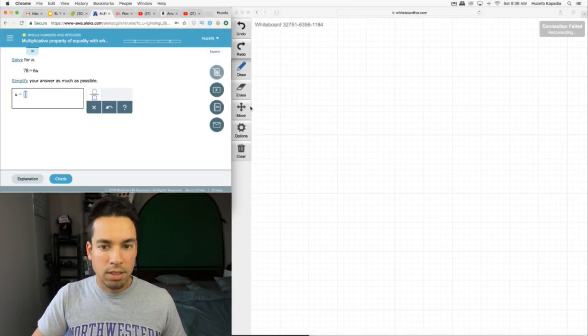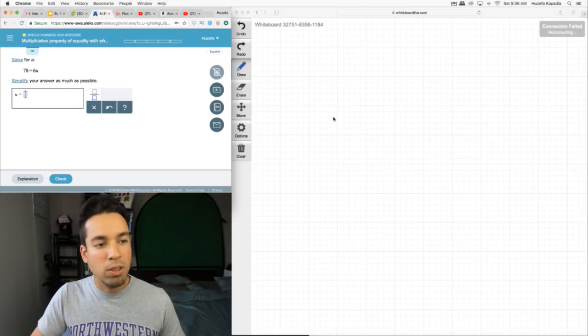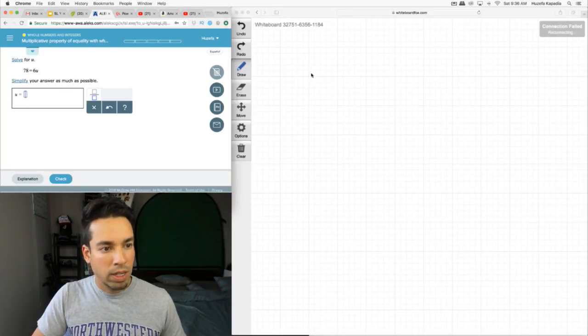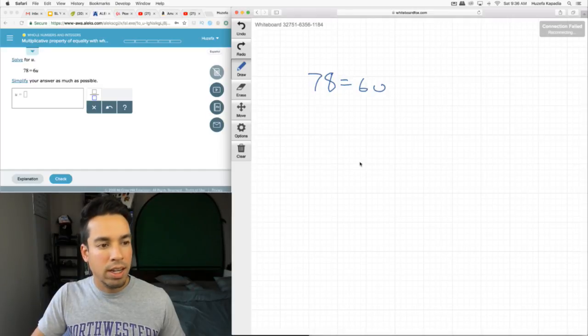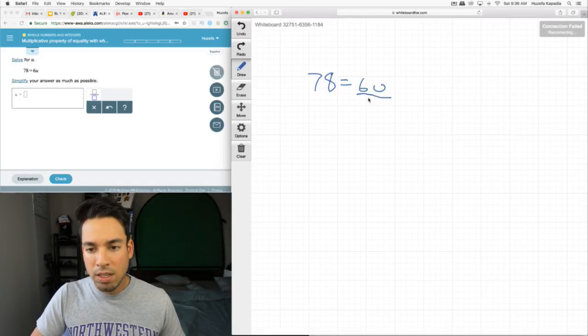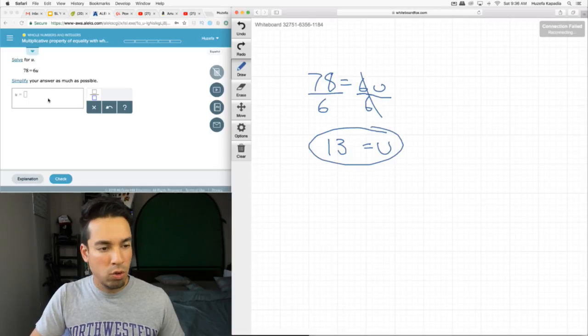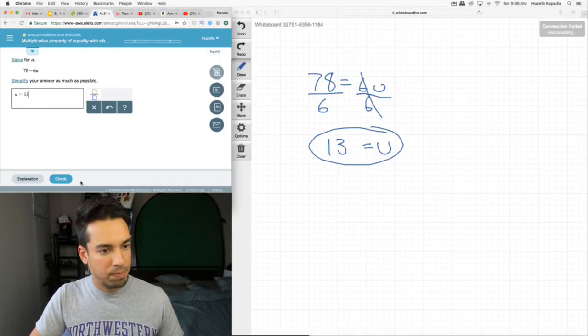All right. So multiplicative property of equality. So we got 78 equals 6u. Here's the deal. We're again solving for u, variable isolation. What's the 6 doing to the u? It's multiplying. Therefore, we want to do the opposite of that, which is divide. Divide both sides by 6. Must be a balance. 78 divided by 6 is 13. Therefore, u equals 13.